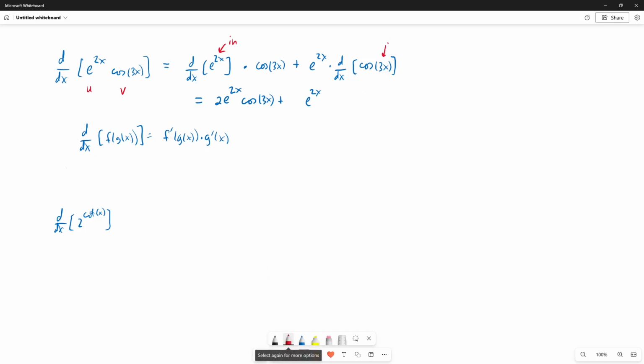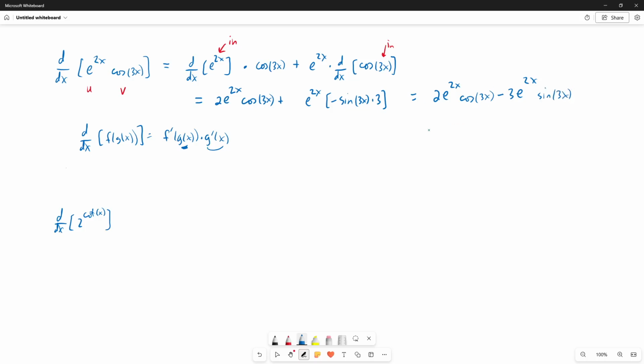This time the 3x is inside of the cosine. So we take the derivative of the outside. The derivative of cosine is negative sine. We leave the 3x in, and then we multiply by the derivative of the inside, which is 3. So we'll just rewrite the answer, moving this minus and this 3 to the front of the second term. So minus 3 times e to the 2x times the sine of 3x.